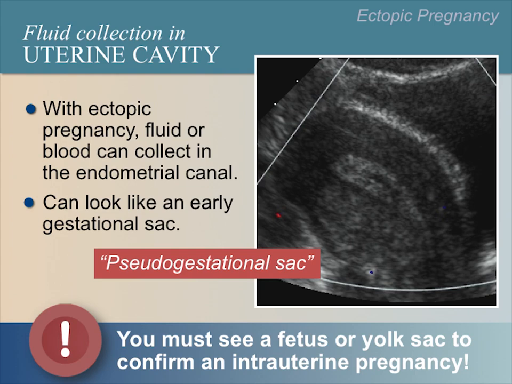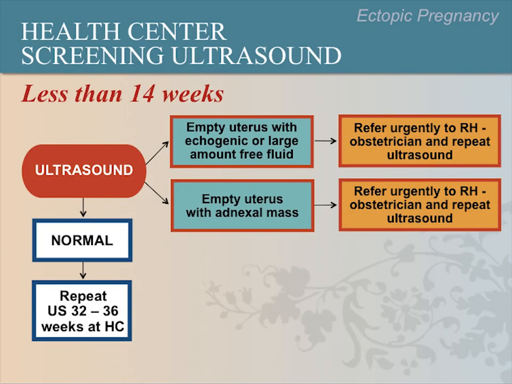A real gestational sac will have a fetus or yolk sac, which you need to see to confirm an intrauterine pregnancy. If you do not see a gestational sac, but see echogenic or a large amount of free fluid, or an empty uterus with an adnexal mass, refer the patient urgently to the referral hospital. This may be due to an ectopic pregnancy, which is an emergency.